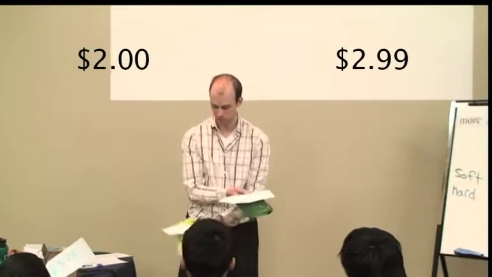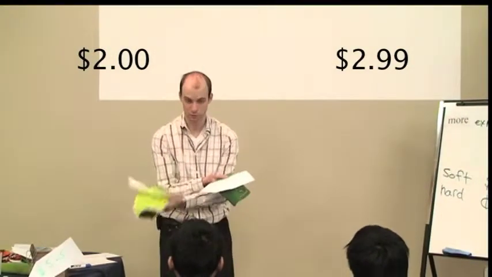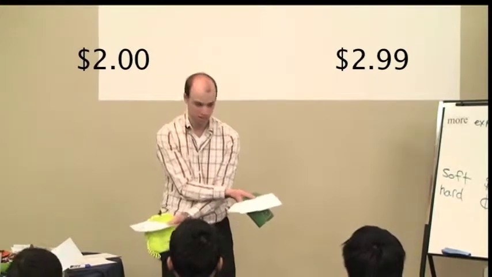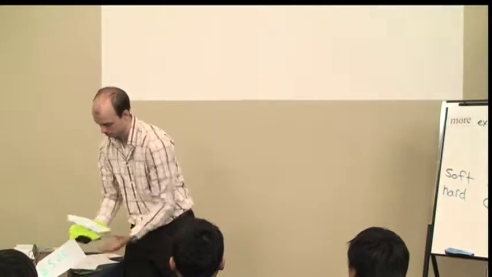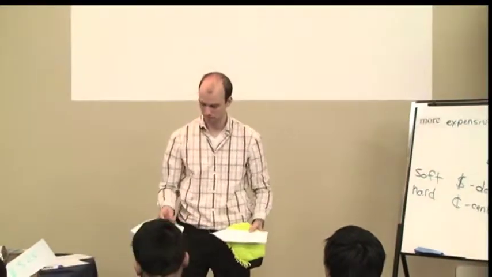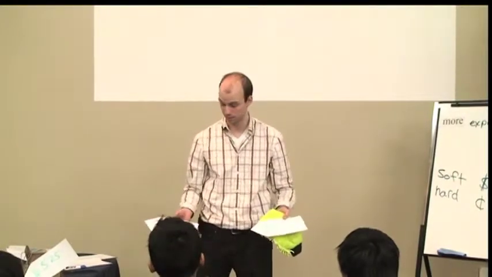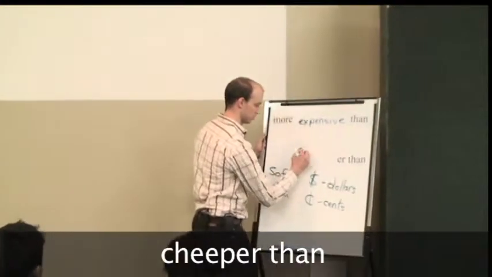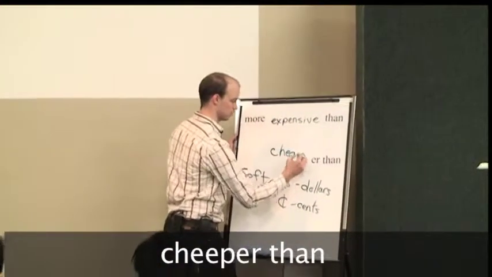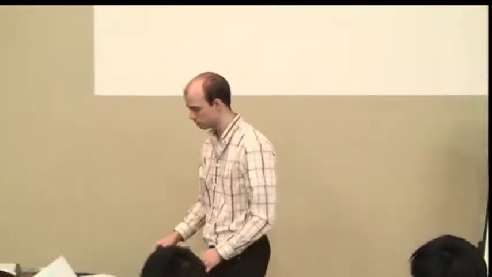If you start with the less expensive thing, or the cheaper thing, you say the first thing is cheaper than the second thing. If it's the other way around, if this is more expensive than this, the first compares to the second. So you can always say cheaper than. Okay? So that's kind of where we ended off last time.